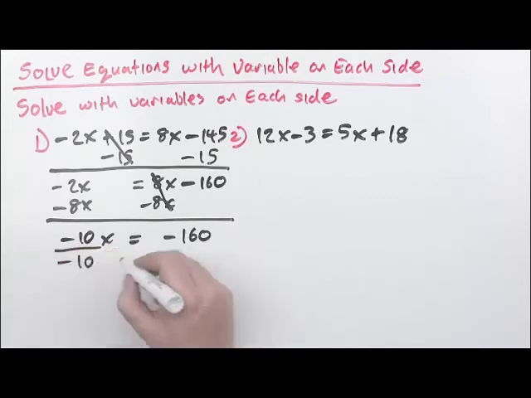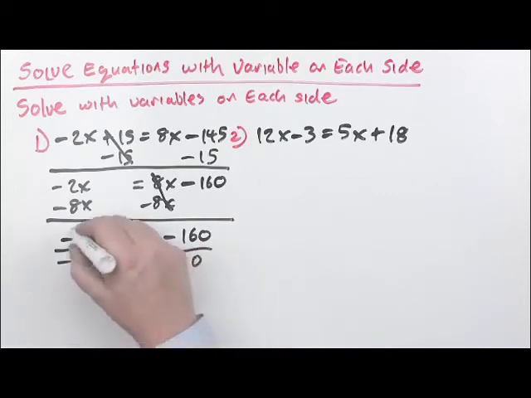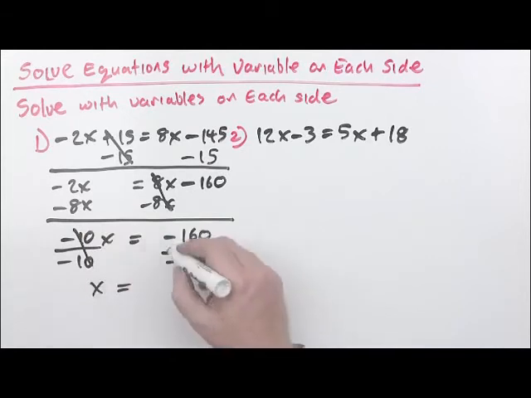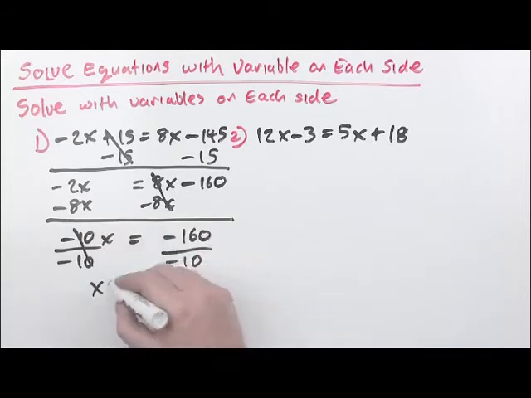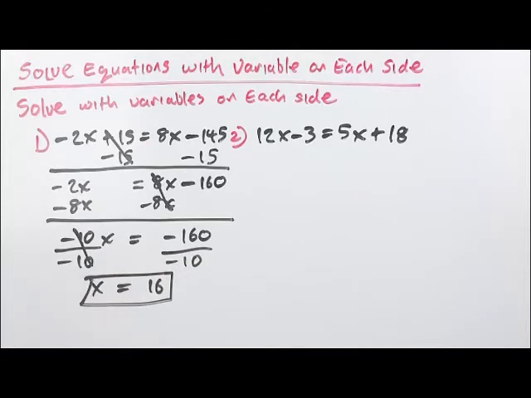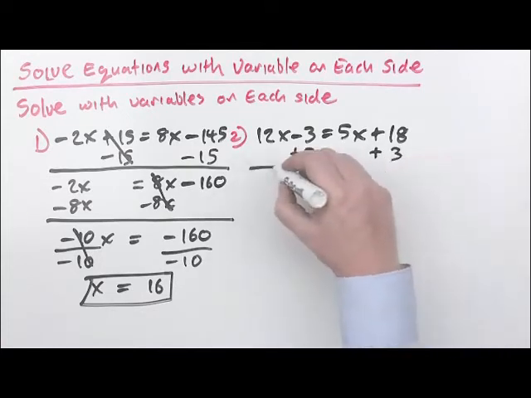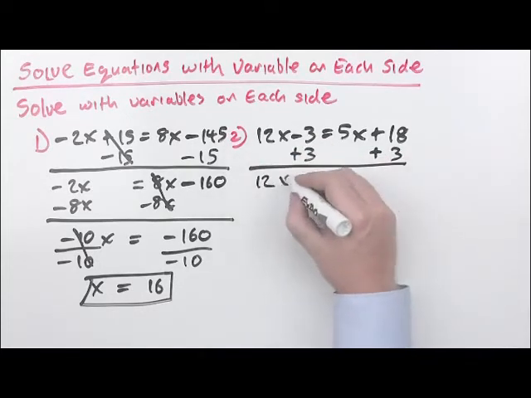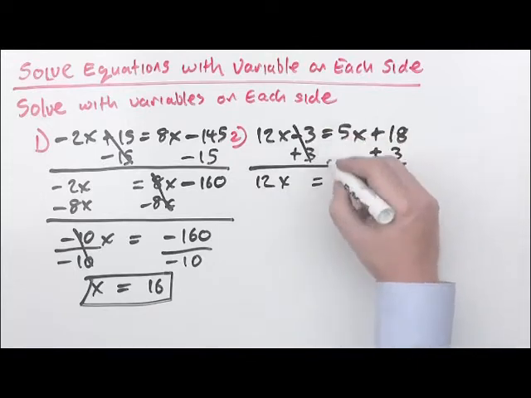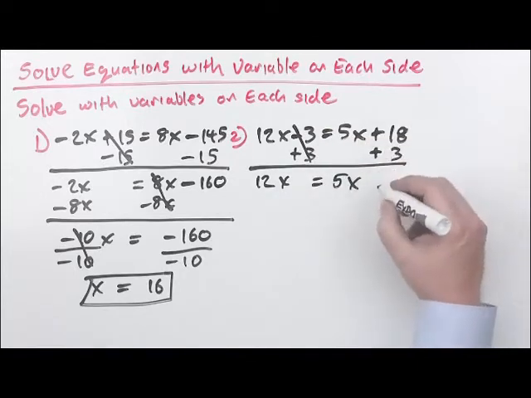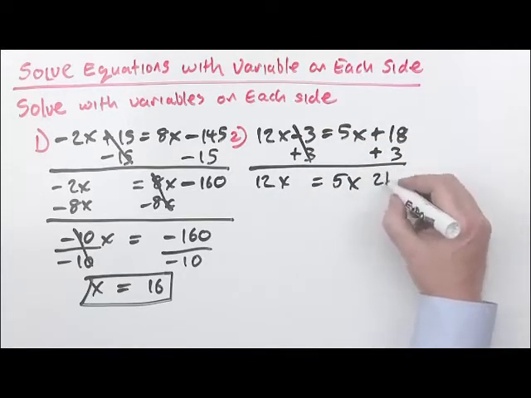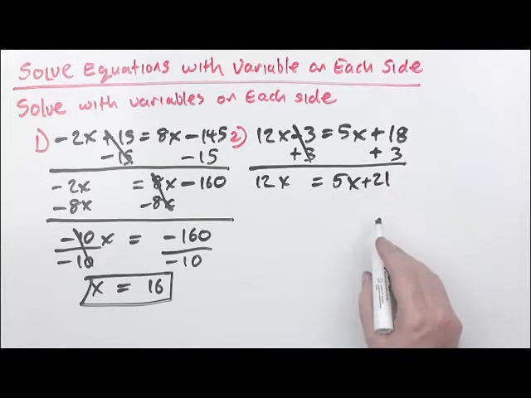Now, since it doesn't matter what side I put the variables and the constants on, I'm going to make sure in the future that I always send my constants away from the biggest variable. So I'm going to send the constants away from 12 by adding 3 to both sides. So that's 12x, that's 0, that's 5x, and that's 21.